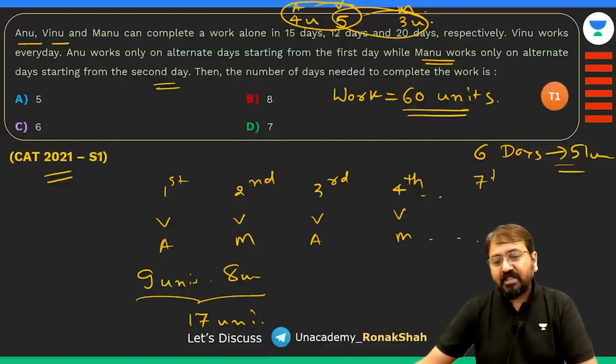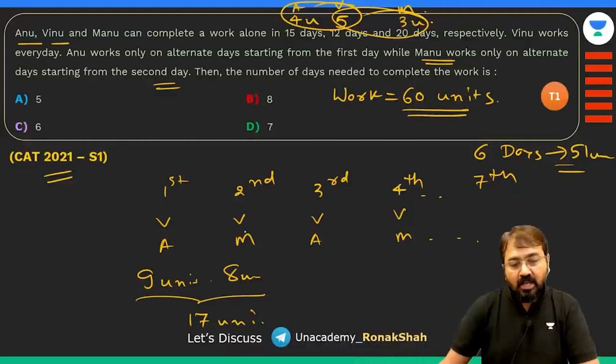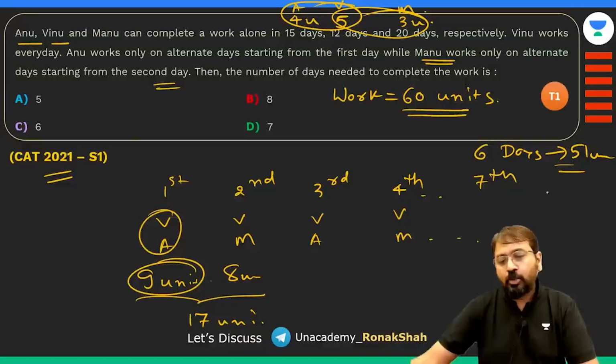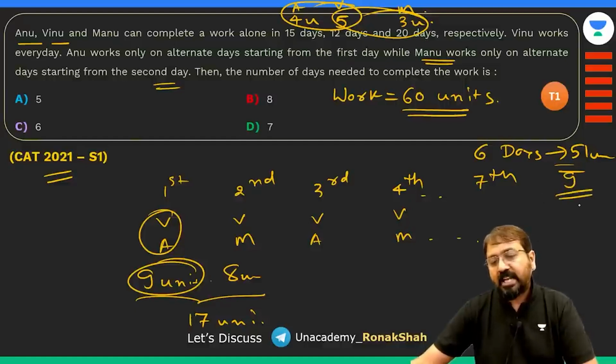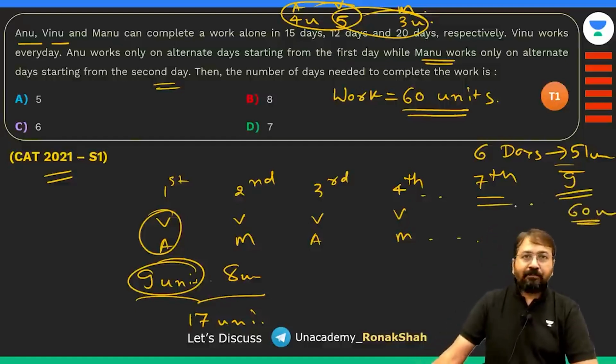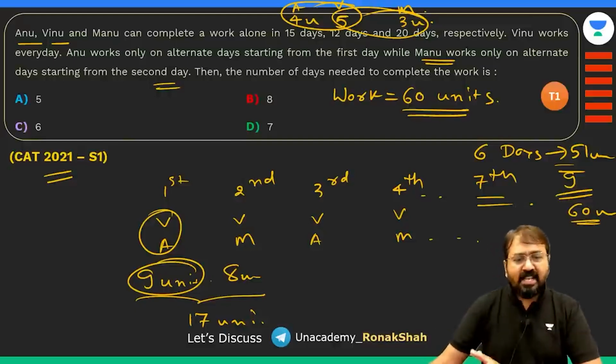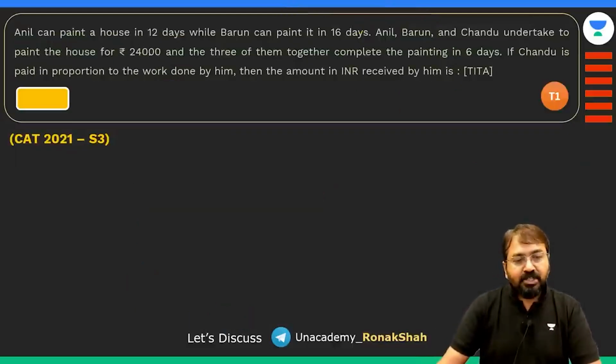And now on the 7th day, can I say Anu and Vinu would be working, so they'll be again doing 9 unit work. So 51 plus 9, it will be 60 units. So work will be done. Are we clear about this? Okay, so let's go ahead. This was an easy question to begin with. Answer is option D. Now let's look at another question.